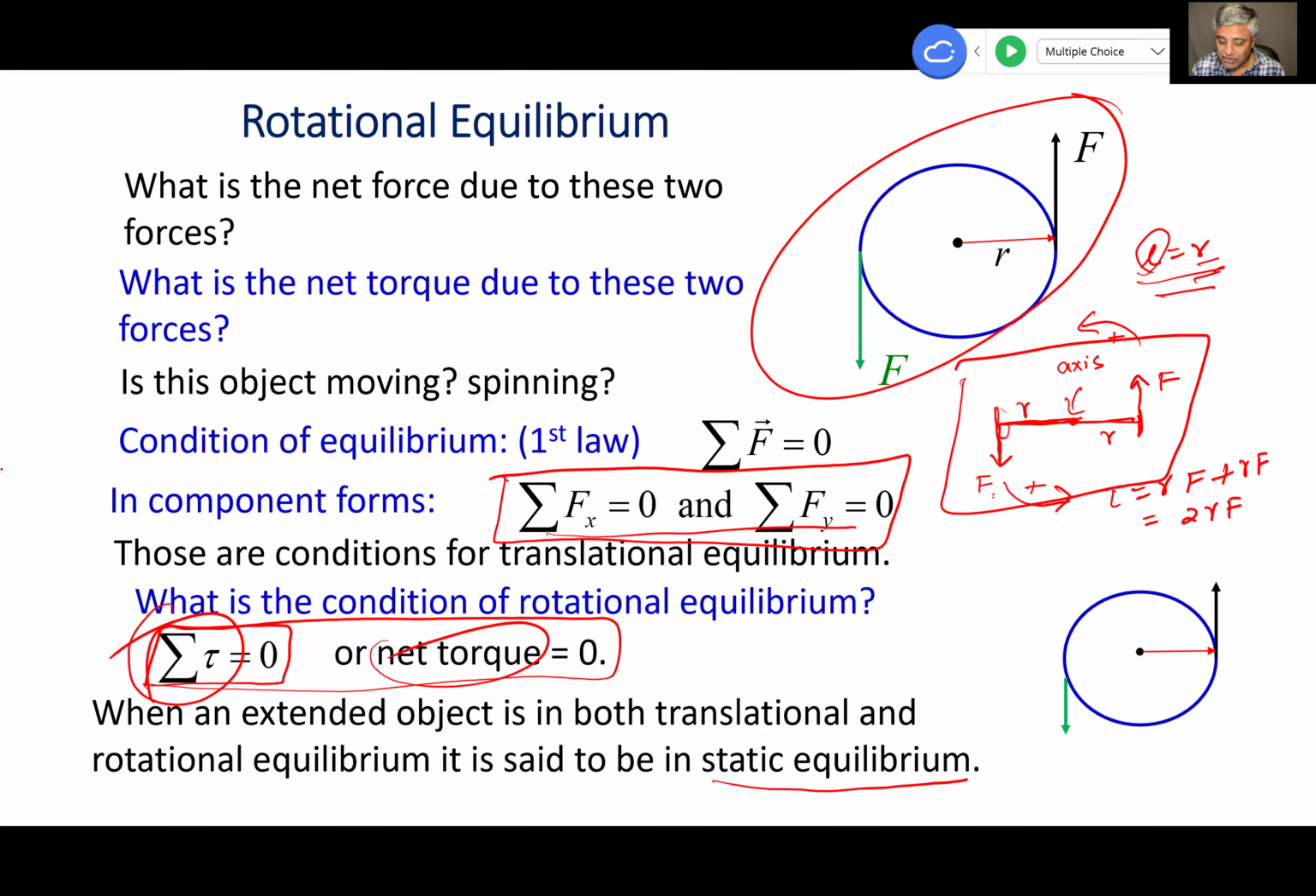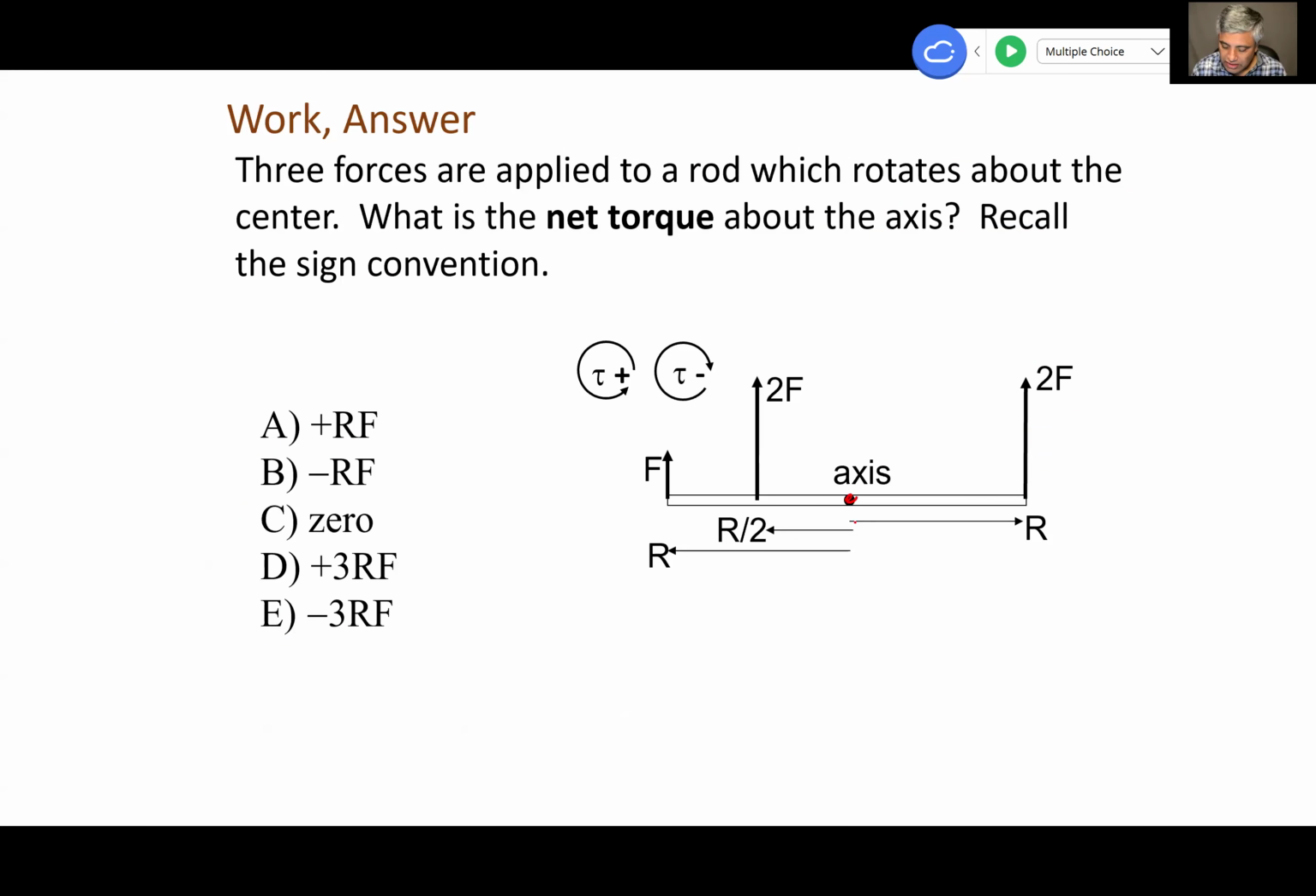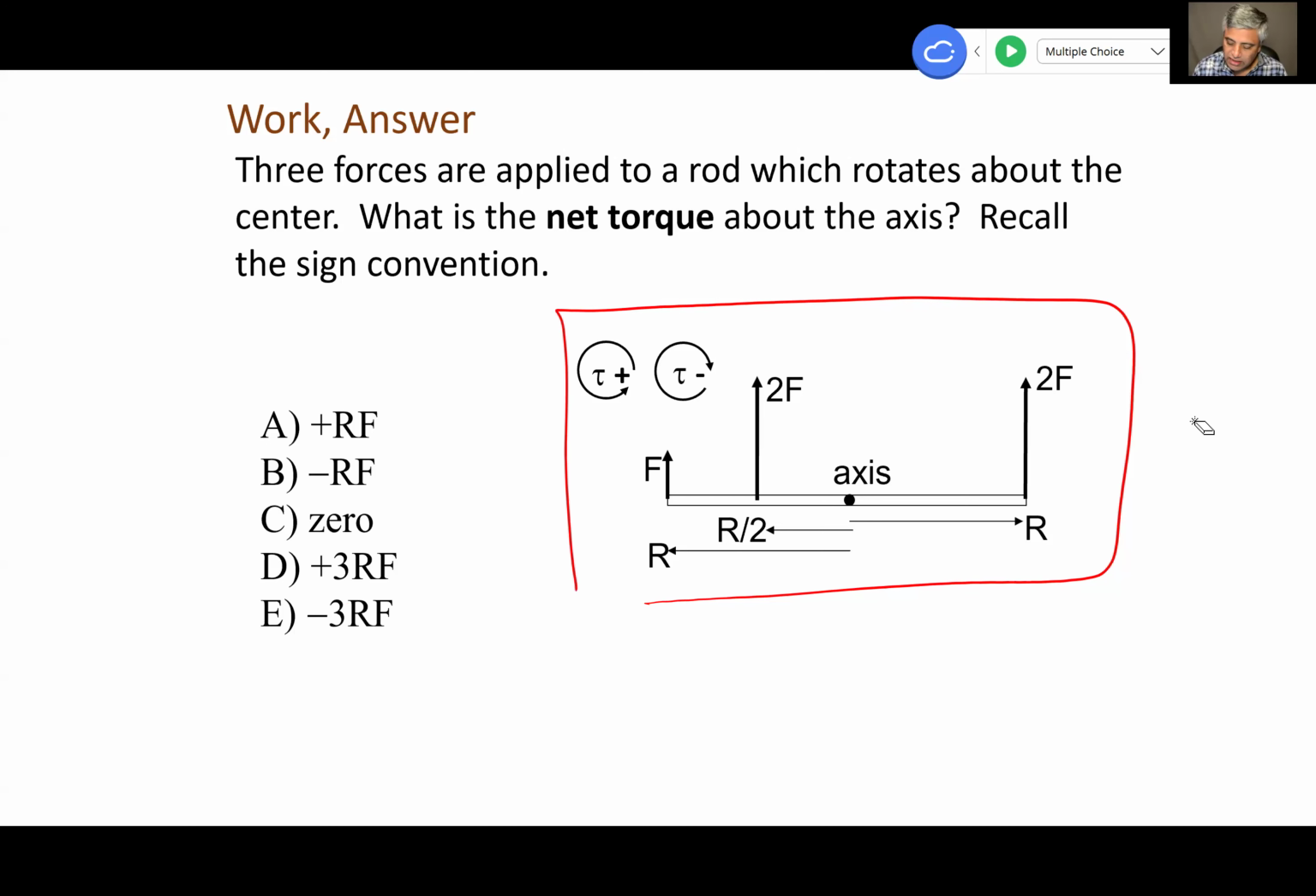So here is one question for you. The axis is shown and this distance is given as R. This is halfway, R over 2. This is all the way, R. So those distances are given. From there, you should be able to figure out the lever arm, and the forces are there, so you should be able to find torque. This also tells you that clockwise is negative torque and counterclockwise is positive torque. So using all these conventions, what is the net torque acting on this object? And here are the choices.